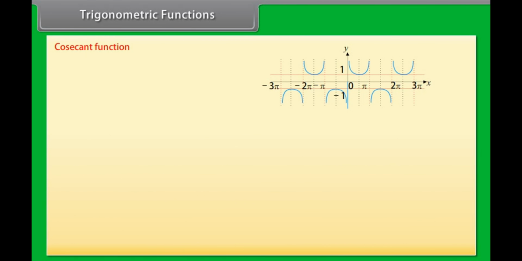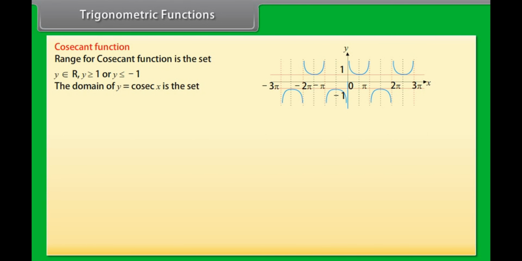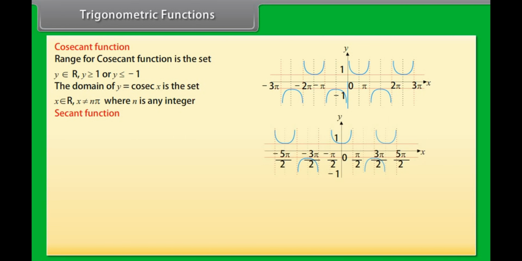Cosecant function. Range for cosecant function is the set y belongs to real numbers, y greater than or equal to 1 or y less than or equal to minus 1. The domain of y is equal to cosec x is the set x belongs to real numbers, x not equal to n pi, where n is any integer. Secant function.